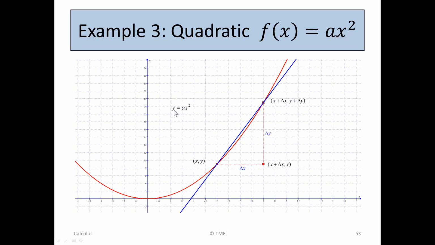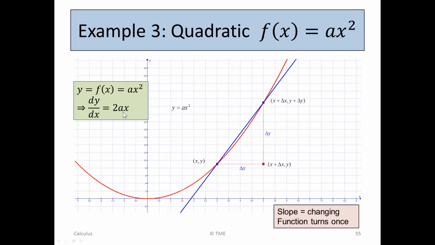So if we now look at the graph of y equals ax squared, we can see here's the quadratic form of it. Here's our x, y and our x plus delta x, y plus delta y. And we can find the ratio now of this delta y over delta x. And from first principles, we know that if y is equal to f(x) is ax squared, dy dx is 2ax. So the slope is 2ax.